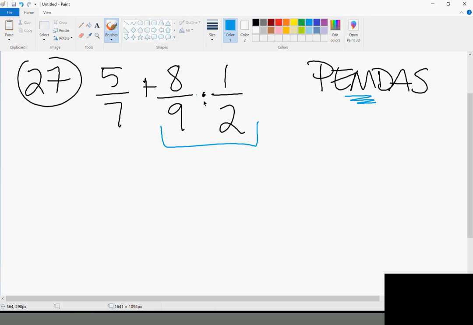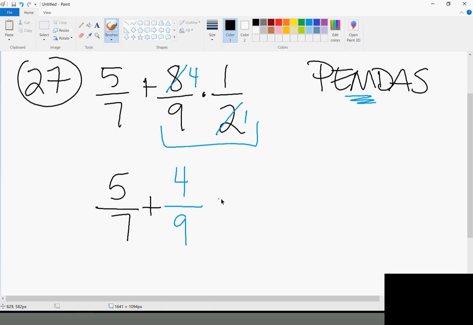So 8 over 2. 8 and 2 can be divided by 2. So 2 goes into 8 4 times. 2 goes into 2 1 time. So now we have 4 times 1, which is 4, over 9 times 1, which is 9. So now I have 5 over 7 plus 4 over 9. I don't know why that's so not lined up. Let me write that better. 5 over 7 plus 4 over 9.